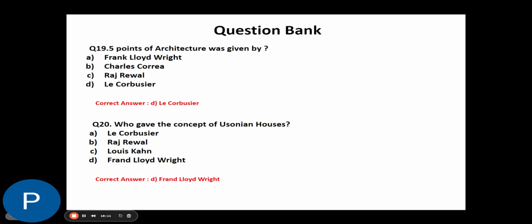Now coming to the next question, who gave the 5 points of architecture basically? The options are FLW, Charles Correa, Raj Rewal, and Le Corbusier. So these were basically given by Le Corbusier. Coming to the next question, who gave the concept of Usonian houses? The correct answer for this is Frank Lloyd Wright, FLW.